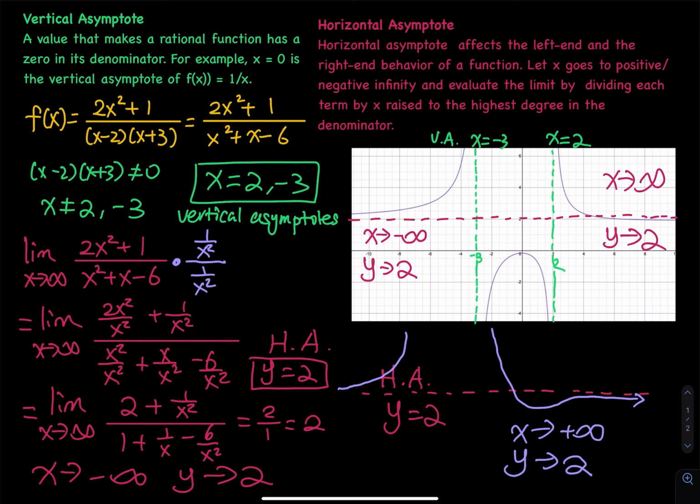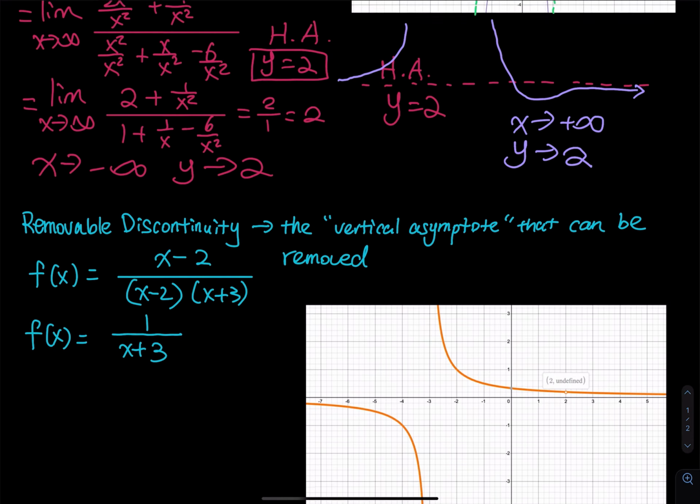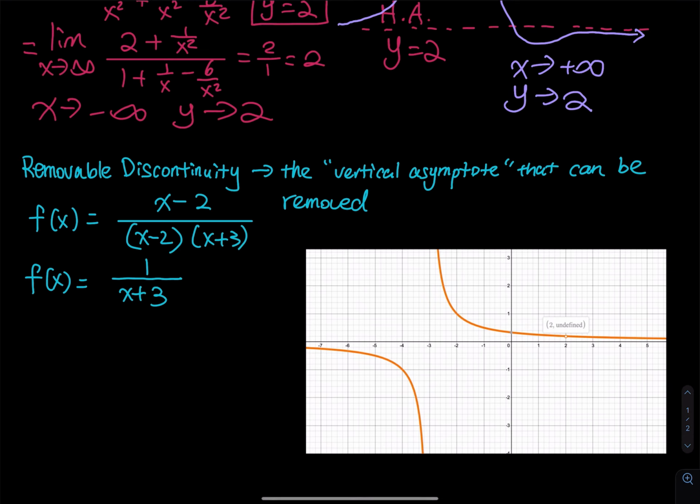And horizontal asymptote, I want to review one more thing. That is called the removable discontinuity. So I will be using a similar function. Removable discontinuity means the vertical asymptote can be removed. So look at this function, x over 2 divided by x minus 2 times x plus 3. As you can see, the x minus 2 can be cancelled. So when you sketch the graph, you are really graphing 1 over x plus 3.